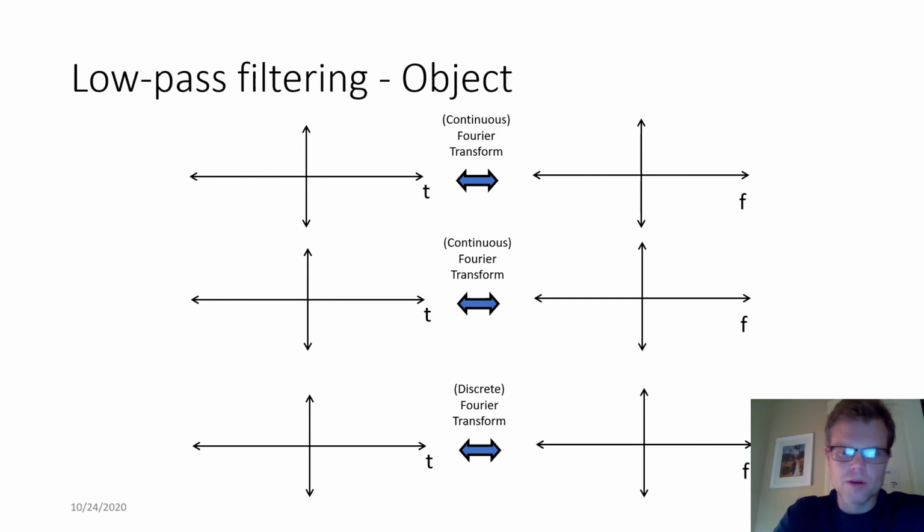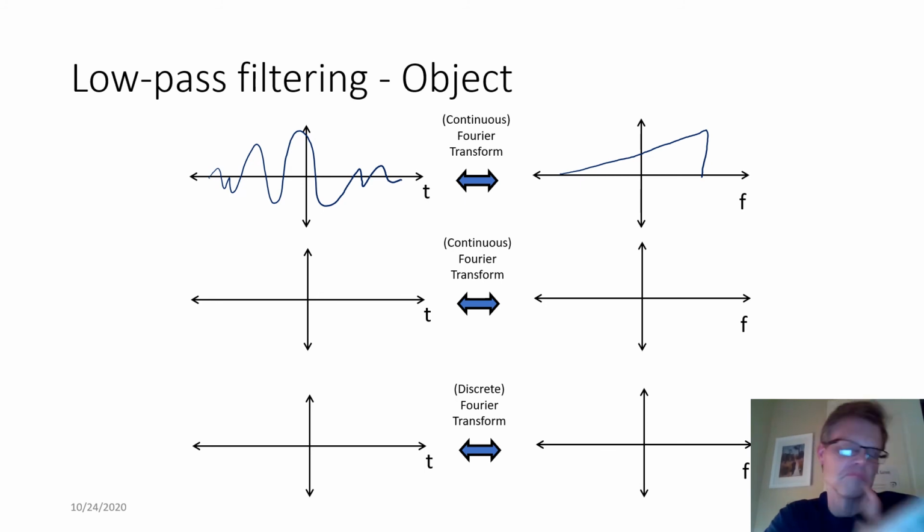And so, maybe we start with an object that has some wide bandwidth here. So it has some higher frequency oscillations. It's going to oscillate faster if it has higher frequencies.